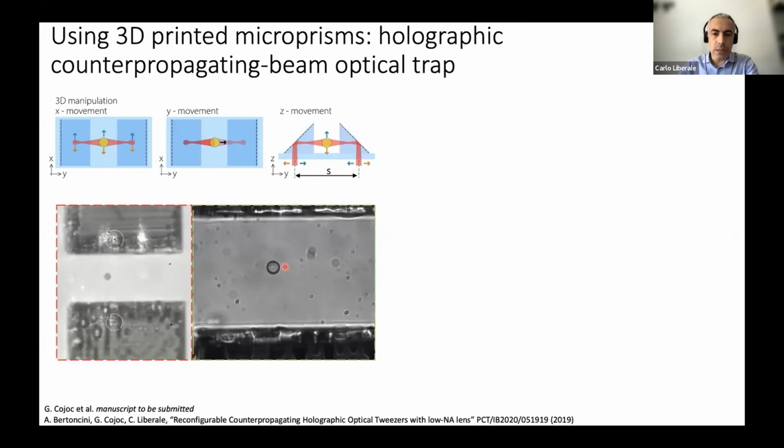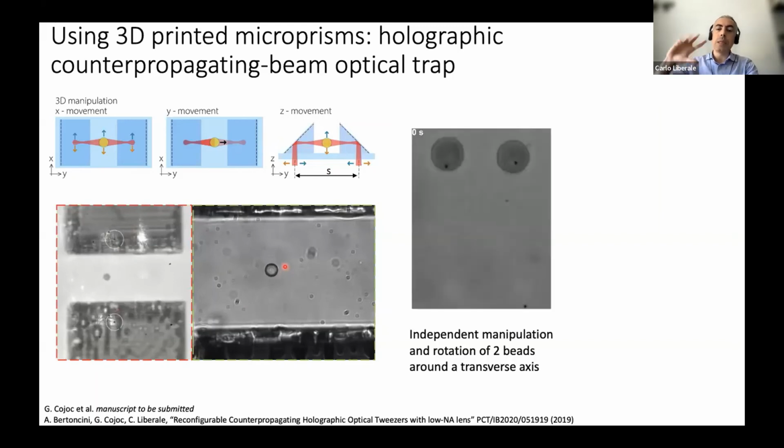Why is this interesting? Because we can do manipulations that are not possible with a typical single objective tweezer. In particular, if you have your objective pointing upward in an inverted microscope, it's very easy to rotate a particle in the plane. It's more difficult to make two particles rotate in this direction, because one particle will get into the beam which traps the second particle, and this renders this kind of rotation complex. While in our case, because we come from the side, this is possible.